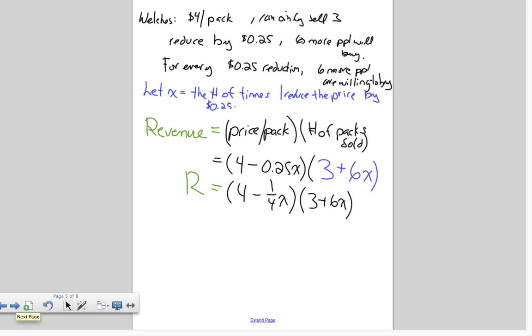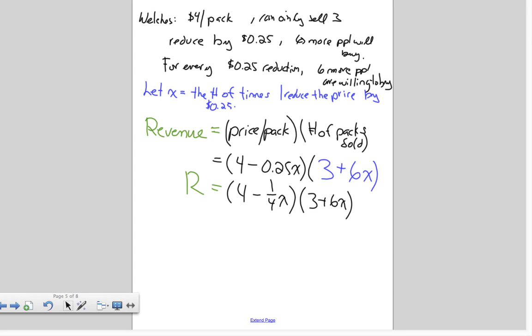What kind of equation is that going to work out to be if I expand it? Yeah, it's going to be a quadratic equation, right? We've got x squared. So how do I find the maximum revenue, sorry, the maximum number of times? Solve for x. What does solving for x give me?